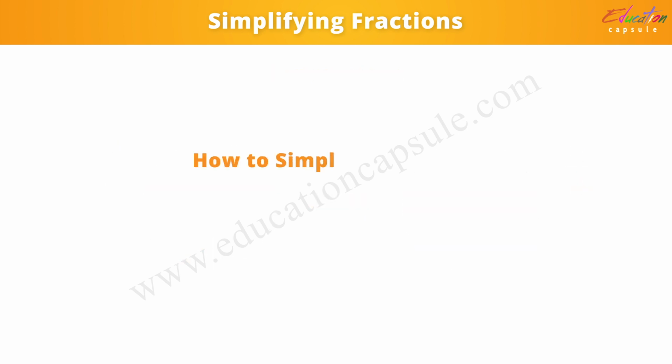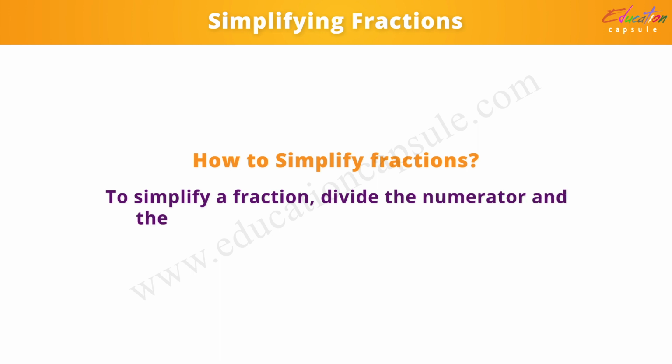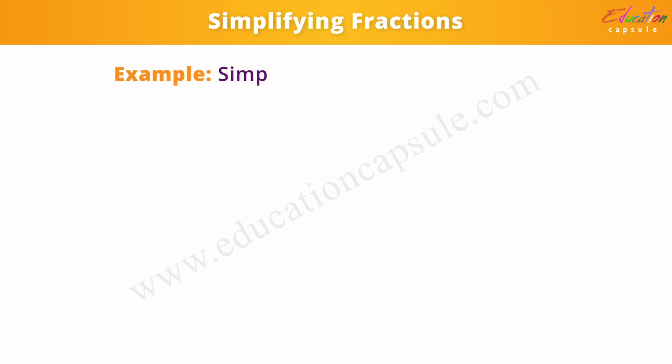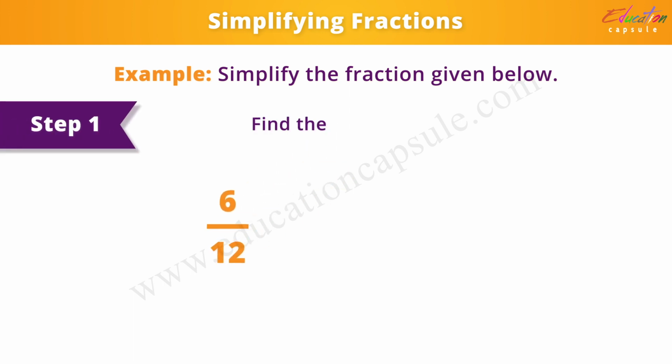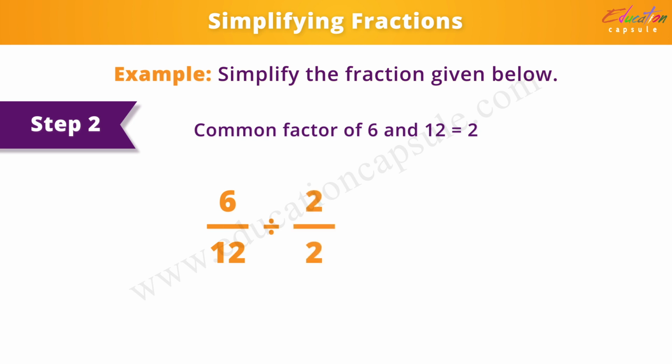Next is how to simplify fractions. To simplify a fraction, divide the numerator and the denominator by their common factor. Let's try an example. Simplify the fraction given below, which is 6/12. Step 1. Find the common factors of the numerator and the denominator. Common factors of 6 and 12 are 2. Step 2. Divide the numerator and the denominator by the common factor. So once we divide it, we can simplify it further to 3/6.